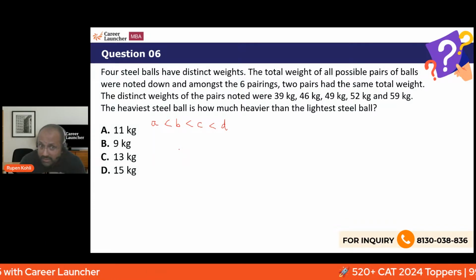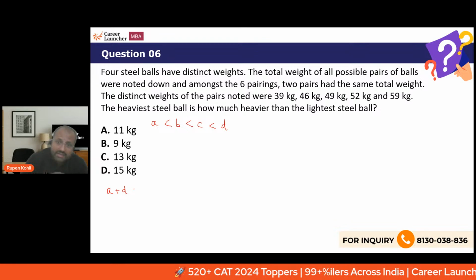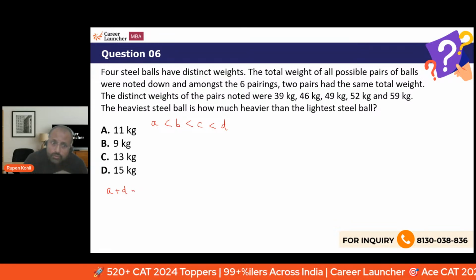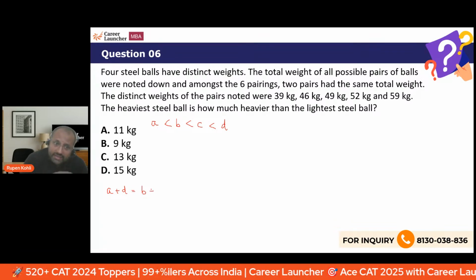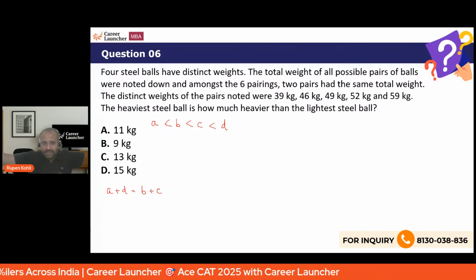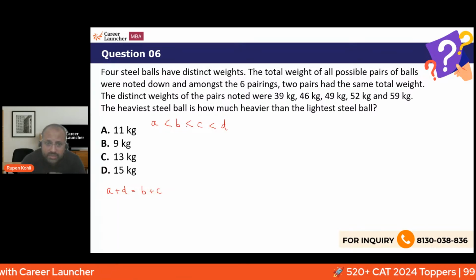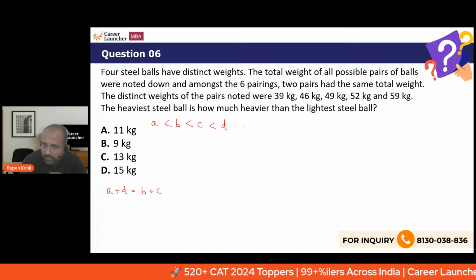The only combination, therefore, which makes sense is that A plus D, the lightest and the heaviest, could equal the second lightest and the second heaviest. That is the only possibility, right? Now comes decoding these numbers and matching them to these four values.